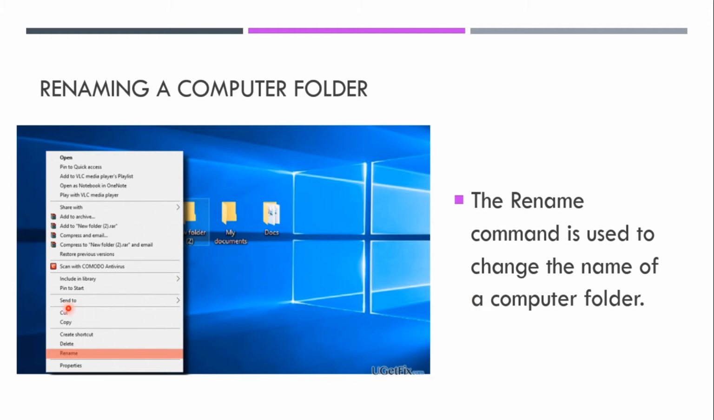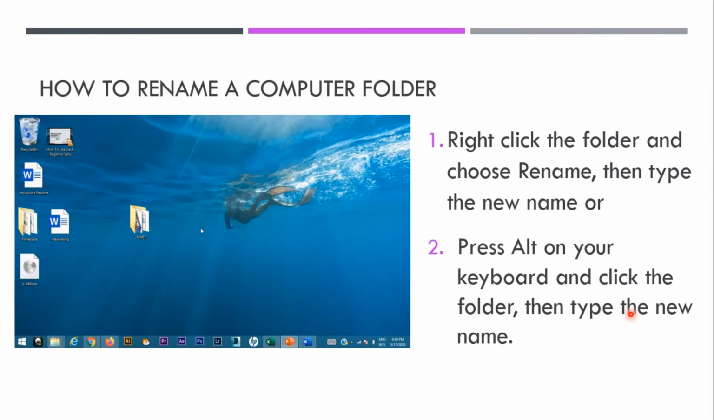Now if you look at the right hand side here or the left hand side, you discover that to rename a folder, you have to right click that folder, then choose rename. Look at that rename there and choose rename. Now the rename command is used to change the name of a computer folder. Okay, good. Now you right click the folder and choose rename and then type the new name. Or you can press the Alt key on your keyboard and click. Then you can now type a new name. So we're going to see how to do that right now.